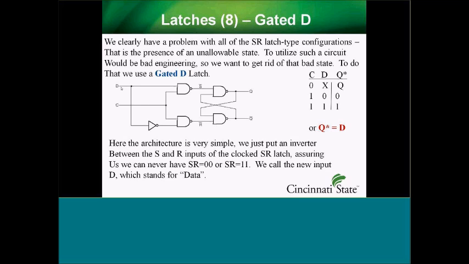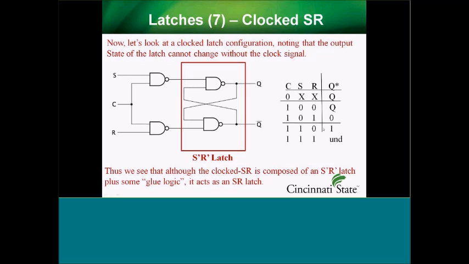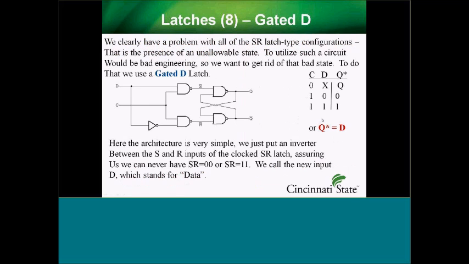So then it becomes very simple. If the clock is low, it doesn't matter what D is. Q is Q. And when the clock is high, Q becomes D. That's it. Just like in the previous clocked SR, you see it pretty much follows S, 0, 0, 1, 1 here, and then these two just don't exist. So Q star is just equal to D. That's it.